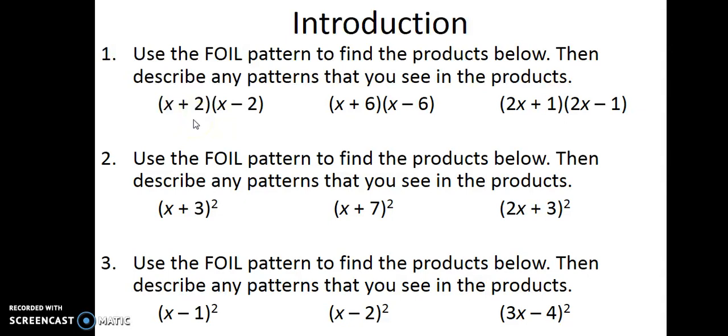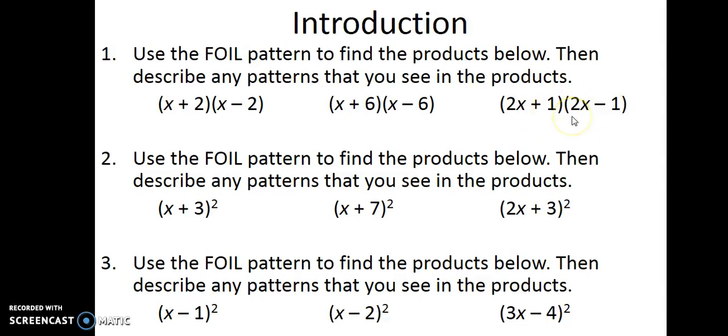So in example number 1, you have x plus 2 times x minus 2, or x plus 6 times x minus 6. And if you notice, the first term is the same in both binomials, and then the second term is the opposite, or the additive inverse. So x and x is the first term in both these binomials, and then the second term is 2 and negative 2, 6 and negative 6. 2x and 2x are the same, and then the 1 and negative 1.